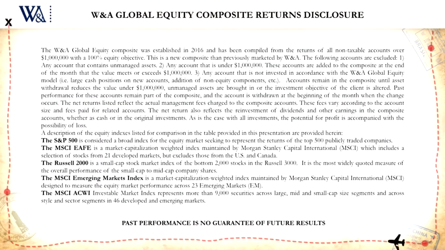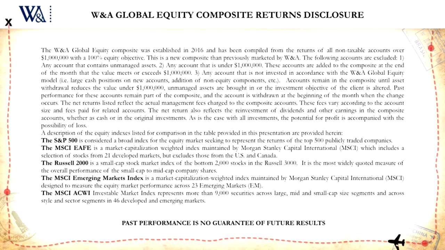The W&A Global Equity Composite was established in 2016 and has been compiled from the returns of all non-taxable accounts over $1 million with a 100% equity objective. This is a new composite that was previously marketed by W&A. The following accounts are excluded.